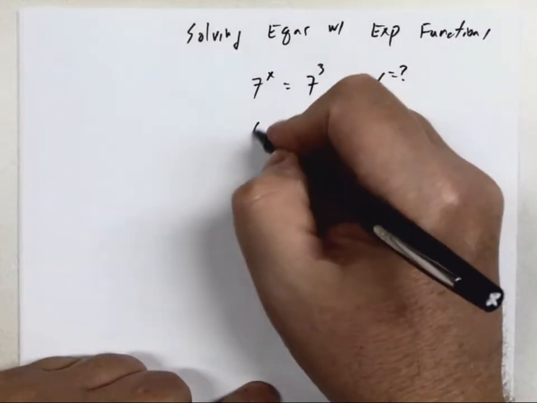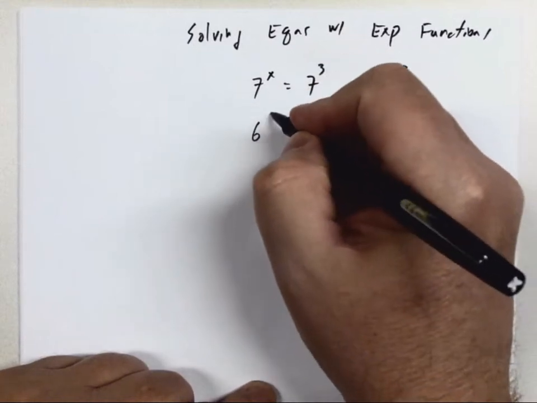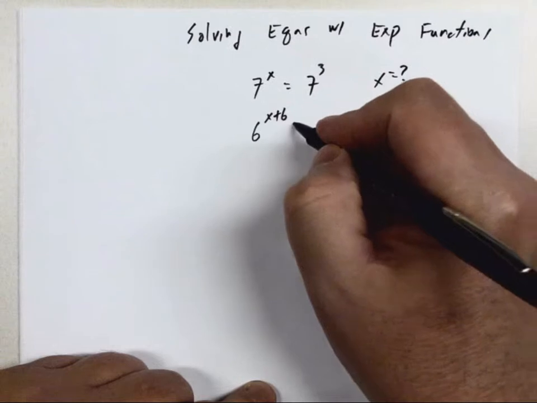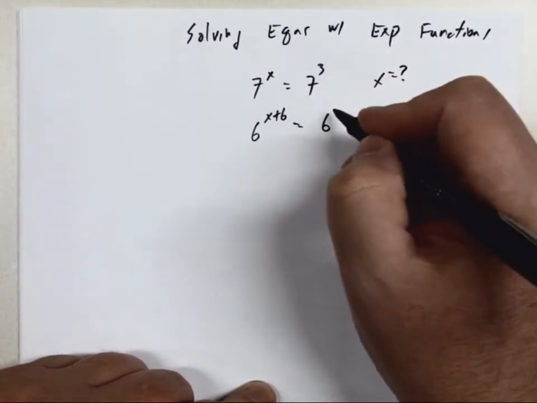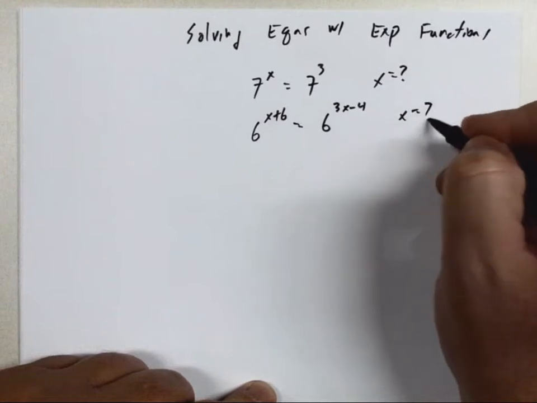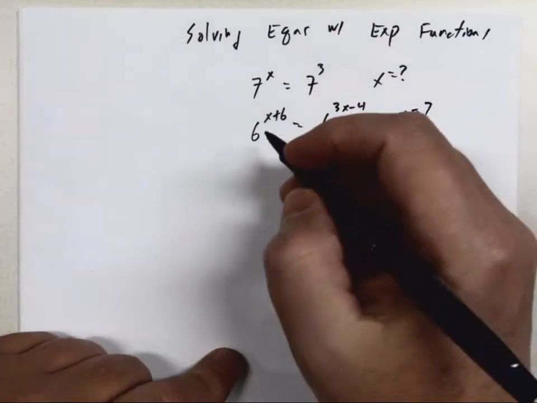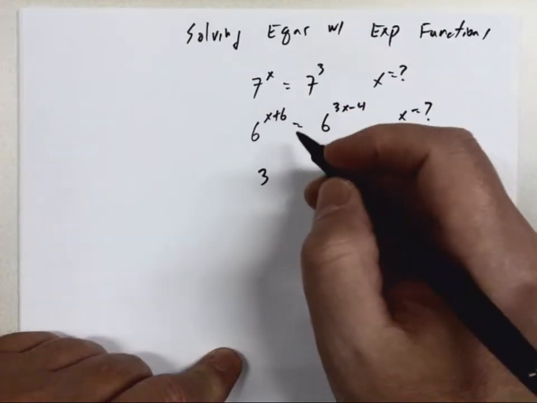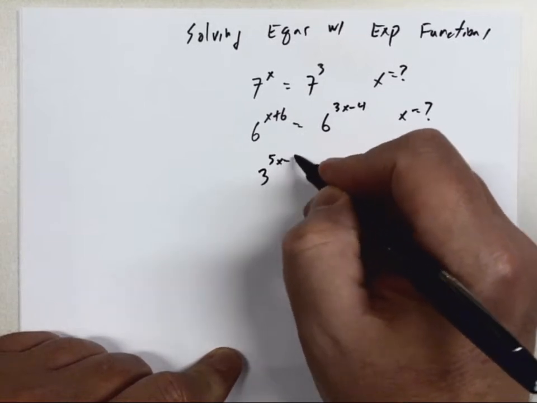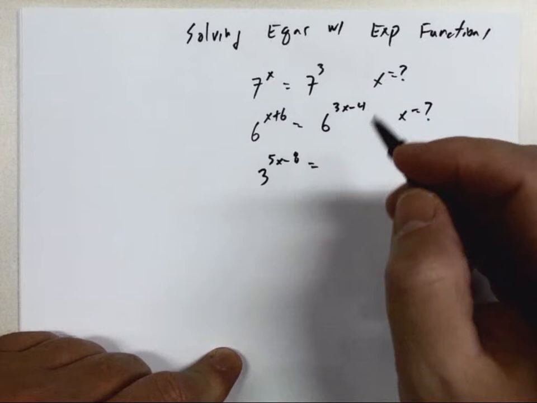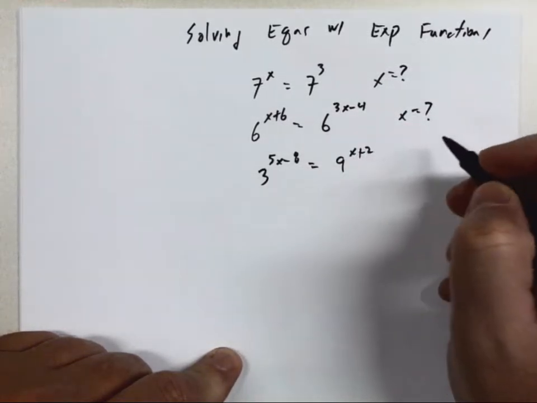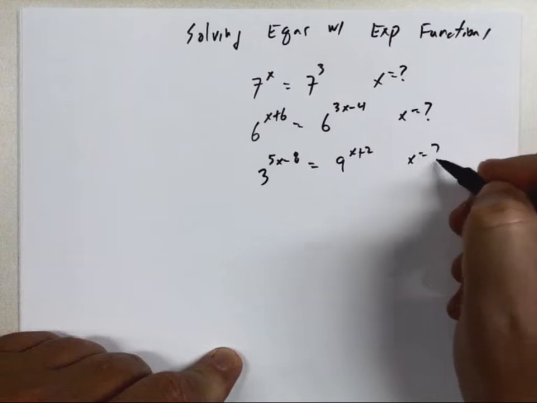How about 6 to the x plus 6 equals 6 to the 3x minus 4? Once again, solving for x. How about 3 to the 5x minus 8 equals 9 to the x plus 2.